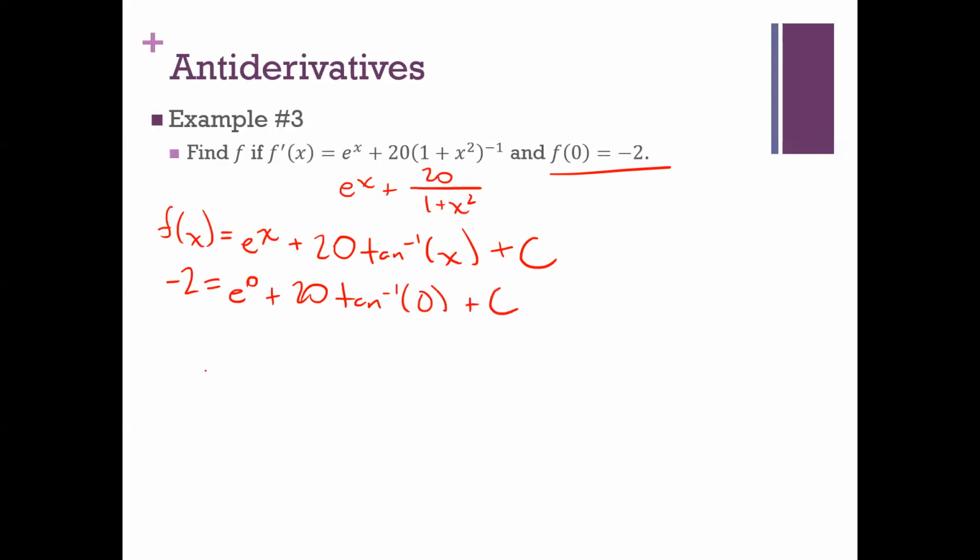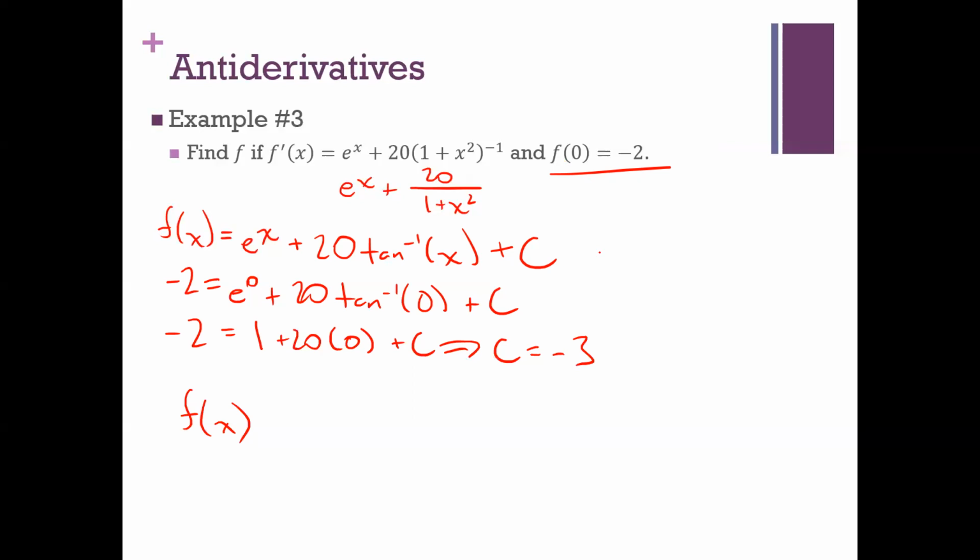What is e to the 0? Just 1. What's the inverse tangent of 0? Is that also 1? No, 0. The tangent of 0 is 0. So this means that c is equal to what? Should be -3, right?